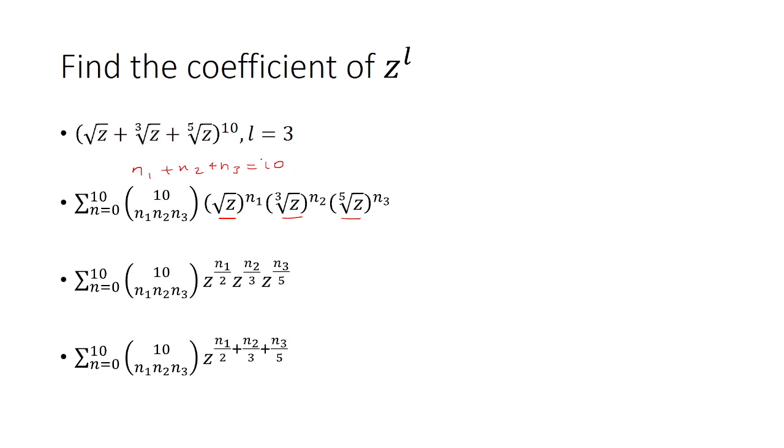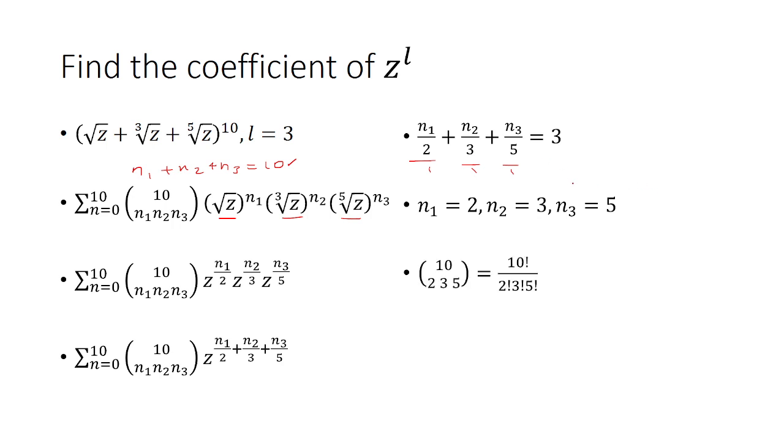Remember, we want to find the coefficient of z cubed, so we just want to set the exponent equal to 3. And now the only solution will be when each of these terms is equal to 1. So can we get this equal to 1? The answer is yes, because if n1 is 2, n2 is 3, n3 is 5, we add those up, we get 10, like we said over here. And then we just have 1 plus 1 plus 1 is 3. So that is the only solution.